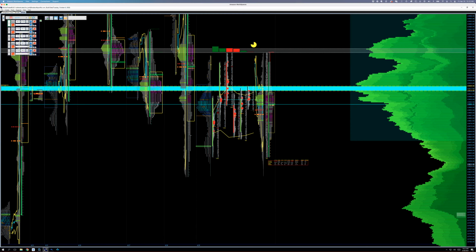Everybody tracking with me so far? Haven't lost anybody? Okay, here's that IB high. This is 50% extension, and then we can't even see it up here, would be 200%. So that'd basically be taking this IB and then doubling it, okay?